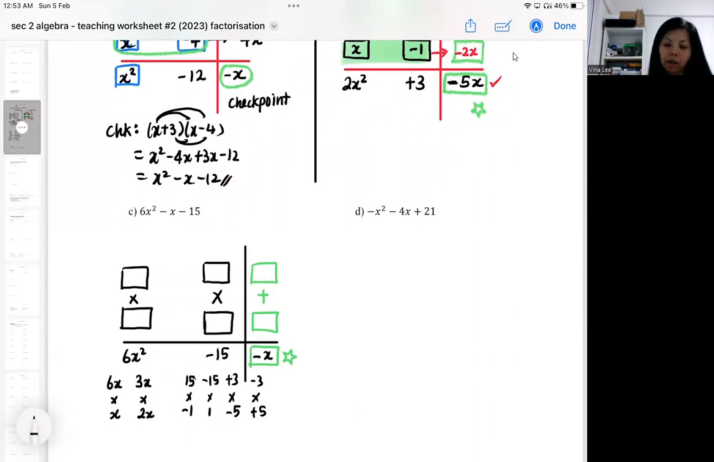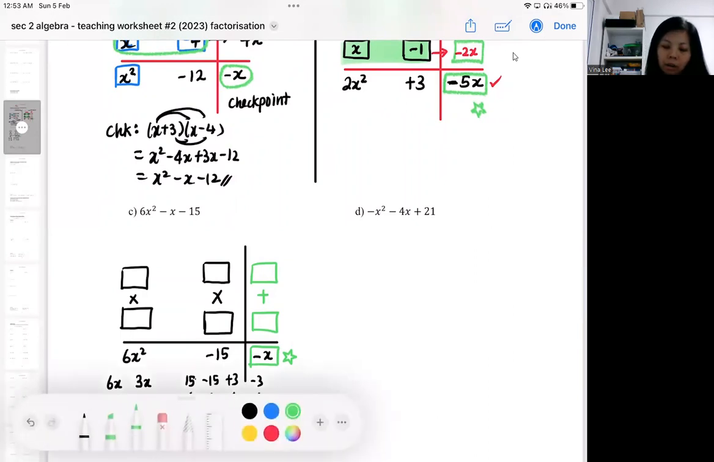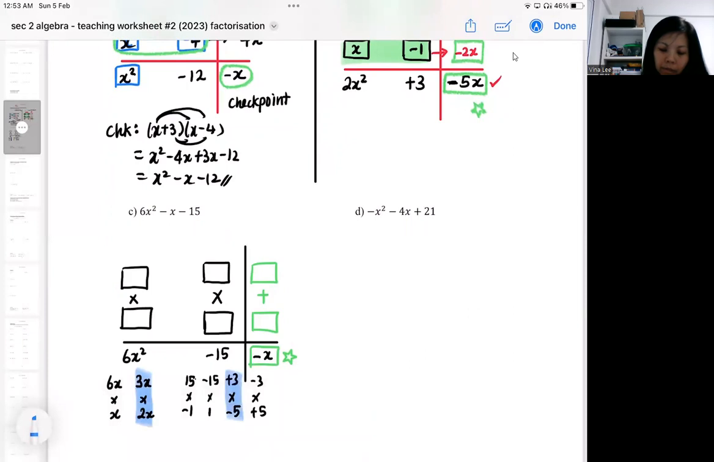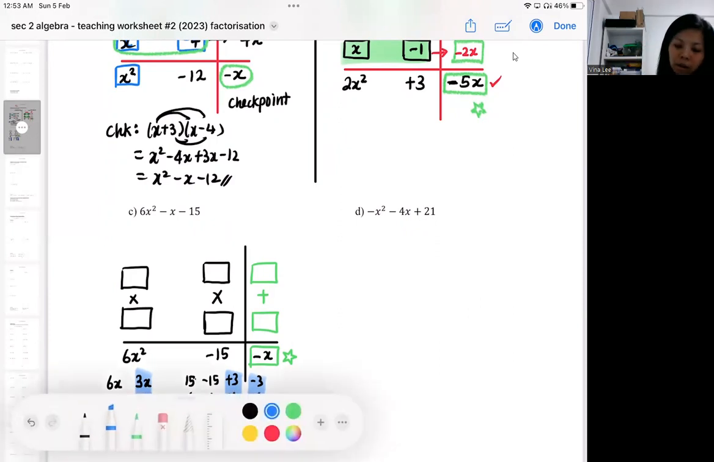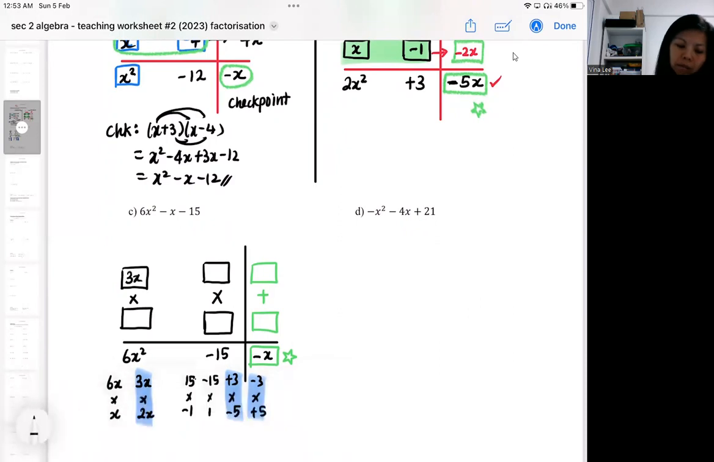Okay, but if you look at the checkpoint, the number is quite small. Because the number is quite small, minus x, I would rather shortlist the smaller number. Unless the smaller number doesn't work, then maybe I will try the bigger number. So maybe I will try positive 3 and minus 5. I don't know whether it works or not. We got to cross it, then we will know.